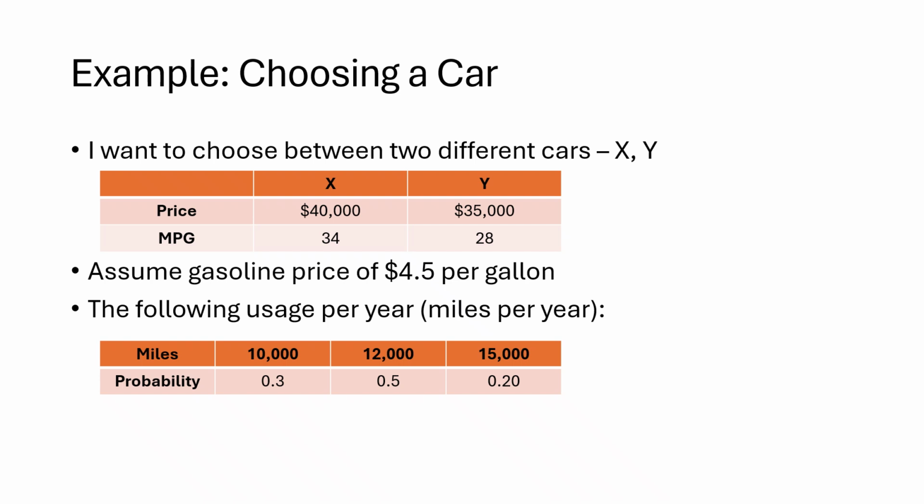So a problem like this is where a decision tree will be valid. Okay? This is where you would use a decision tree because there's definitely a decision between X and Y, and there's a set of outcomes with associated probabilities. There's a set of events that you cannot control that happen after you purchase the car. After you purchase the car, you're going to drive a certain number of miles per year, and you don't have control of that. So therefore this is where a decision tree will be useful.